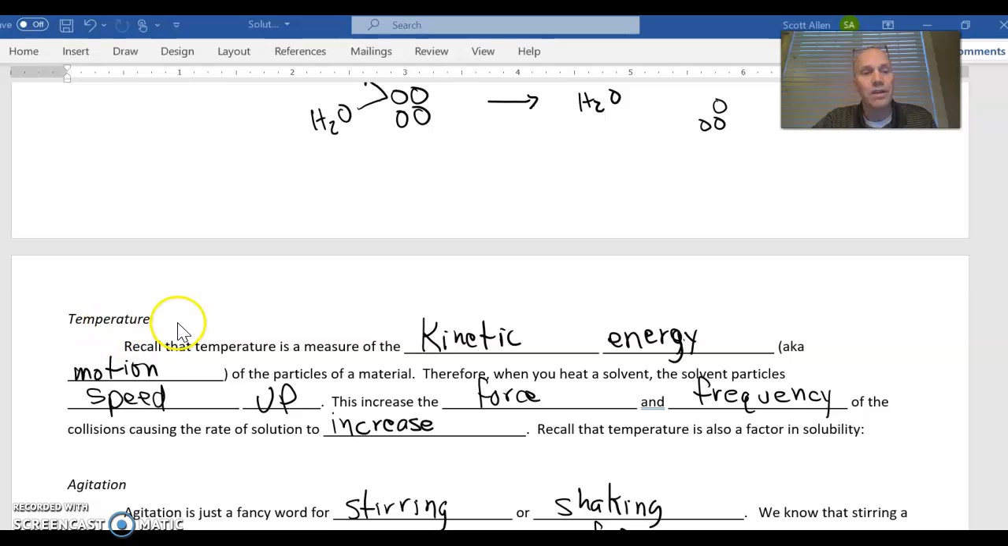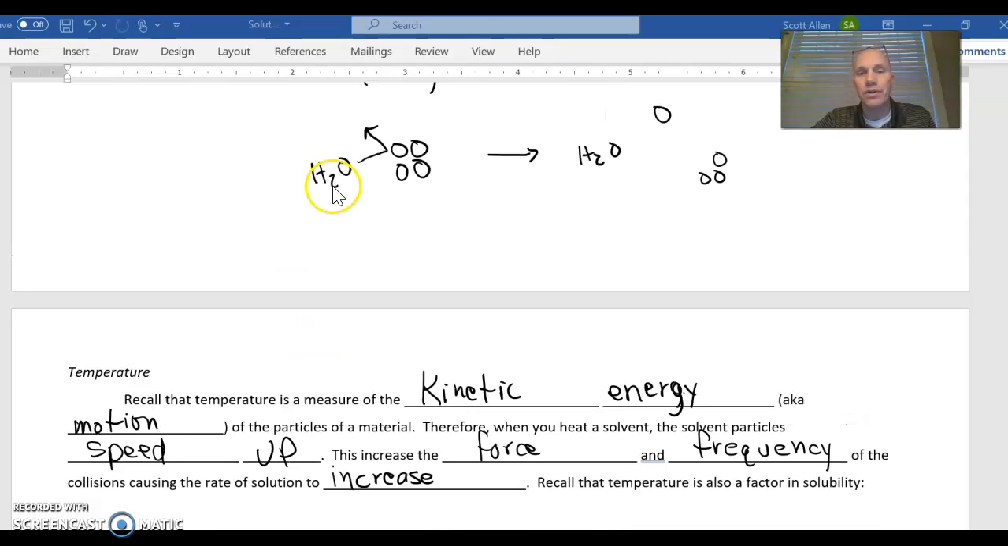So what are some things that affect that? The first thing is temperature. Remember that temperature is a measure of the kinetic energy. You can just think of it as the speed that the molecules are moving. So if you heat up your solution, you're basically speeding up how fast the water molecules are moving around, and that's going to do two things. First of all, whenever the water does collide with one of these solute particles, it's going to do it with more force, and that's going to help to dislodge these particles.